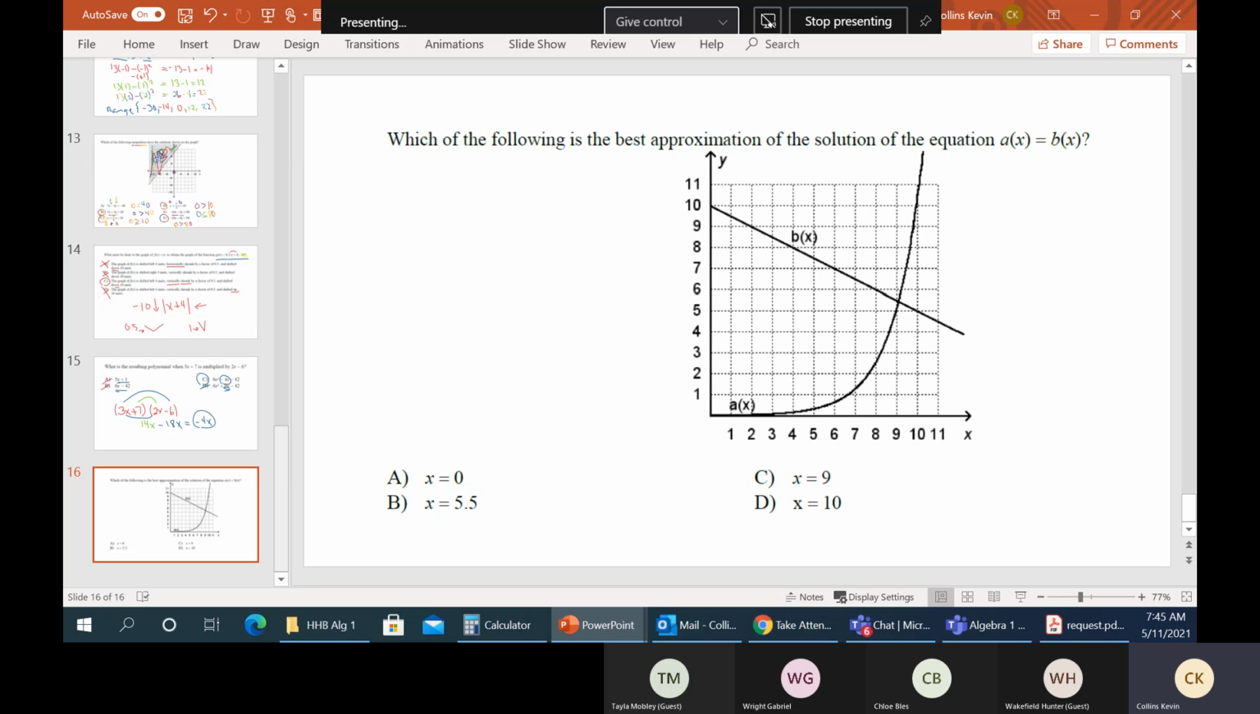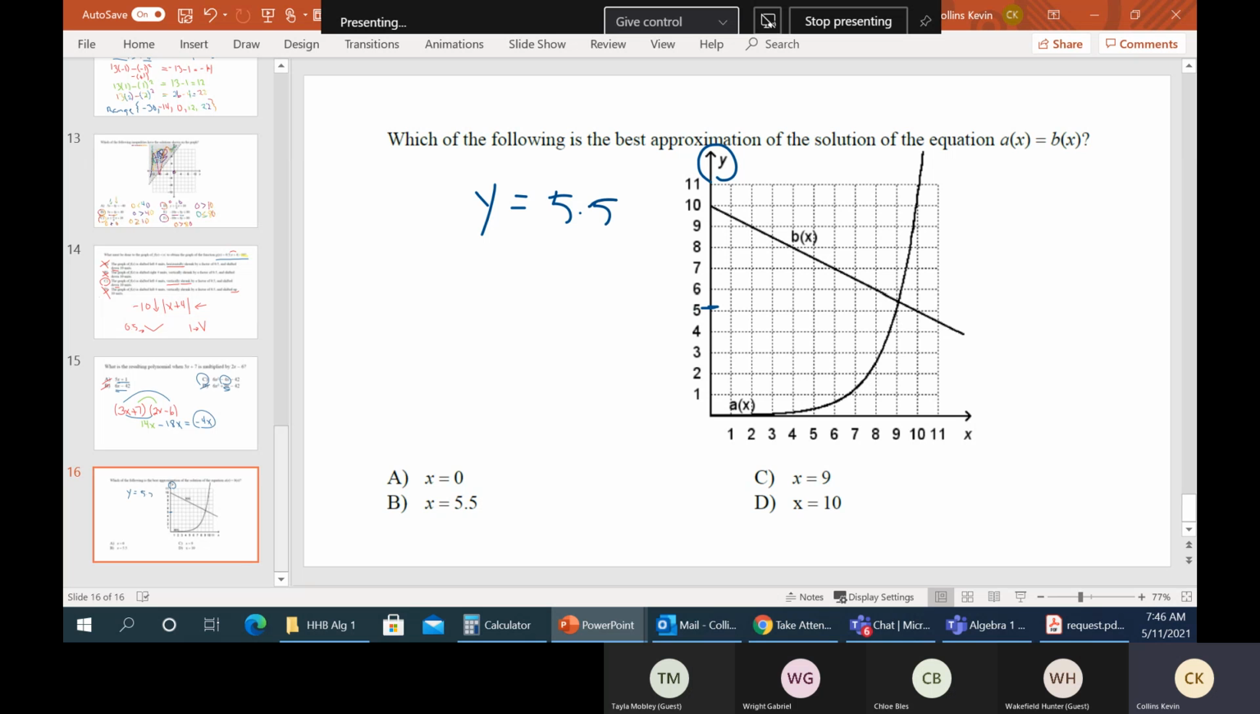So remember, a of x and b of x is a fancy version of y. So we're looking for the y value of each. Okay, so what you're telling me, Chloe, is 5.5. So you're saying about here, right? But remember, this 5.5 is a y value. So that would be y equals 5.5.